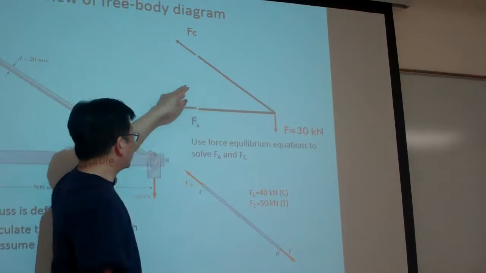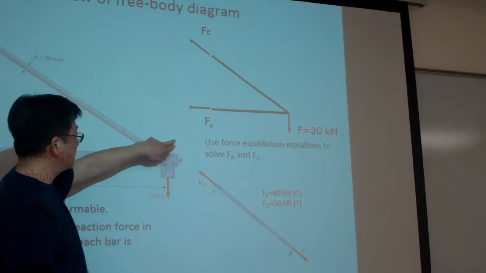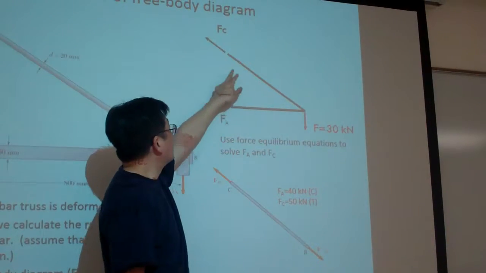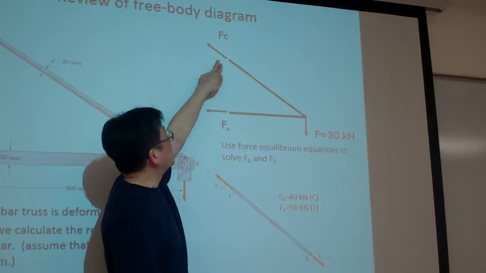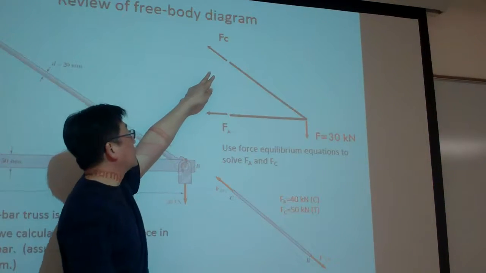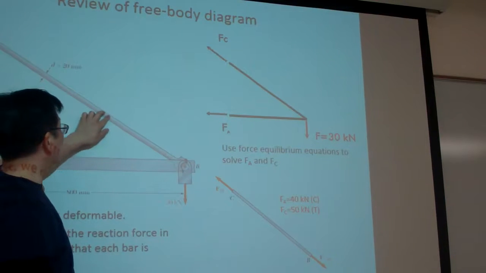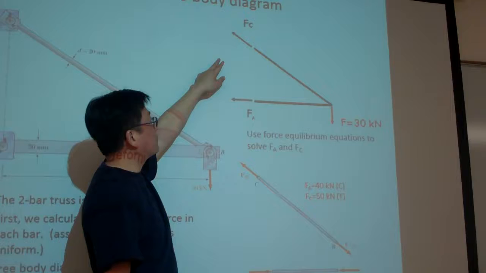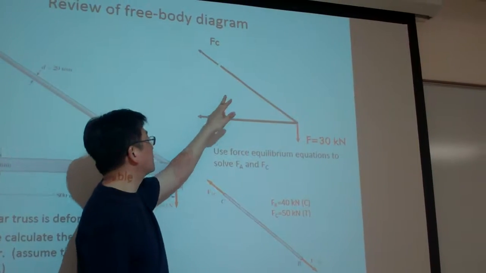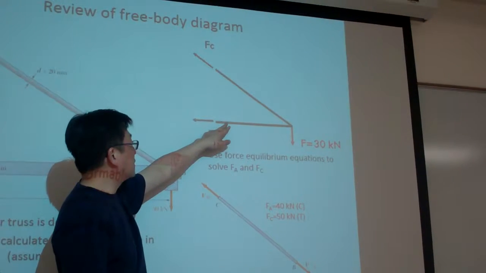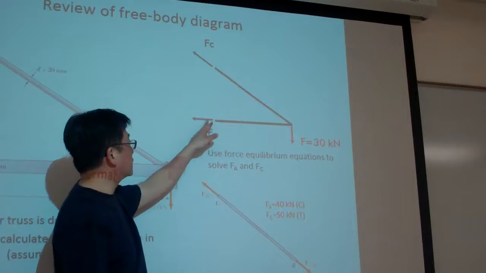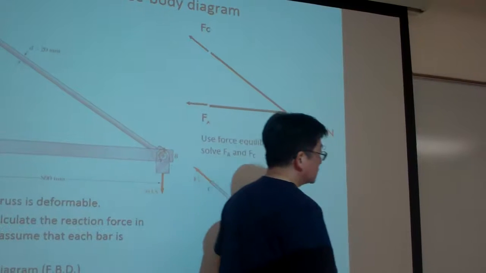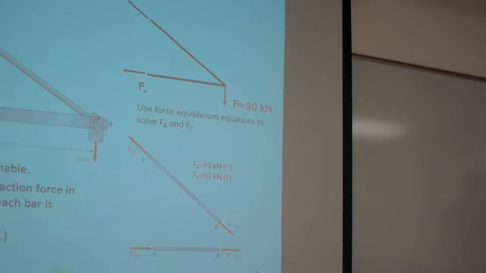Let me take the free body diagram around this portion, just like showing here. This one, Fc, is the internal reaction which represents the force being transmitted in this portion. So we're going to use Fc to calculate the stress in this portion. Then Fa is the force being transmitted in this portion, and we'll use it to calculate the stress there.